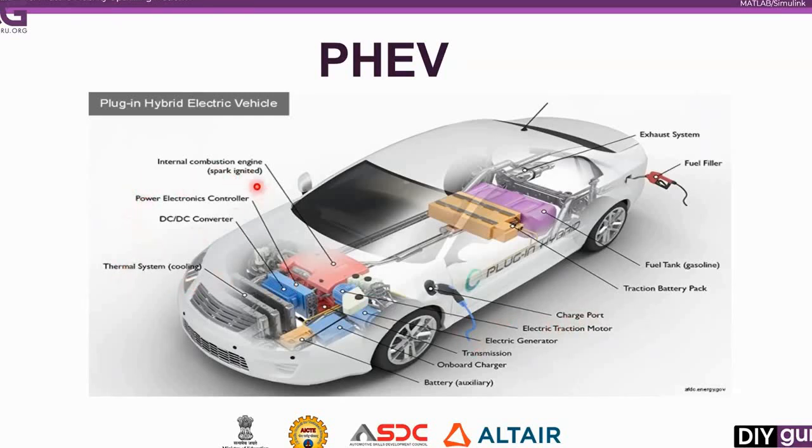So a power electronic controller for the traction motor and generator. Then we have the internal combustion engine. So here it is a spark ignited, so a petrol engine.